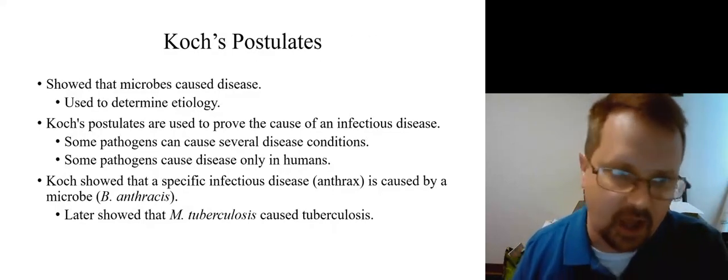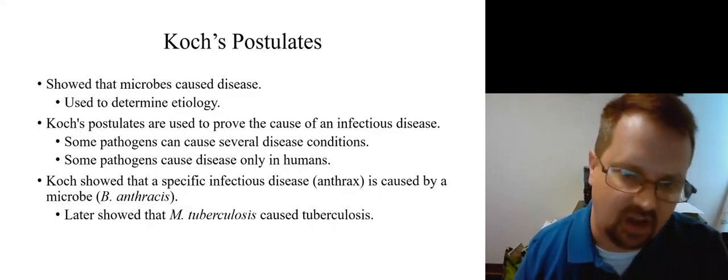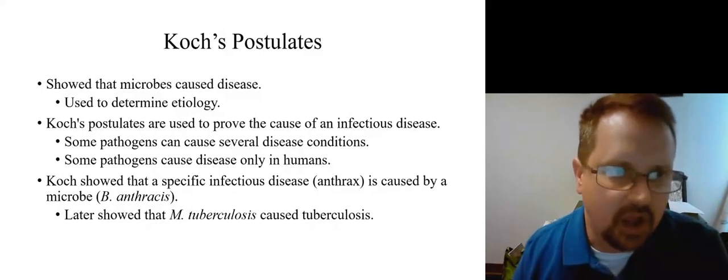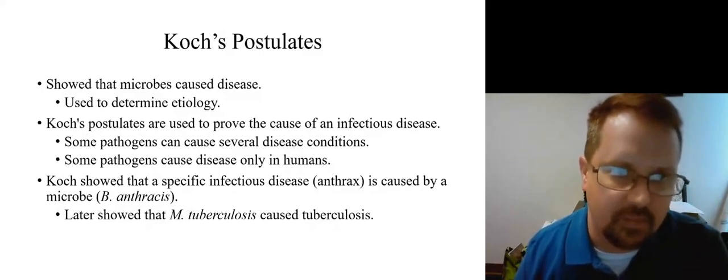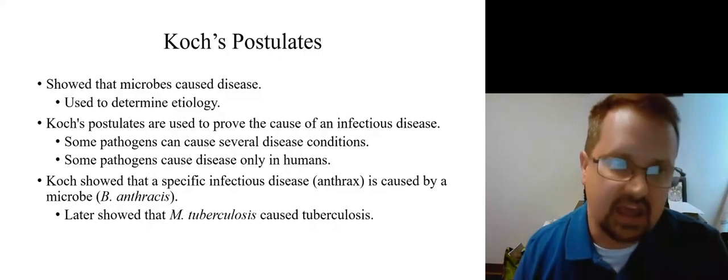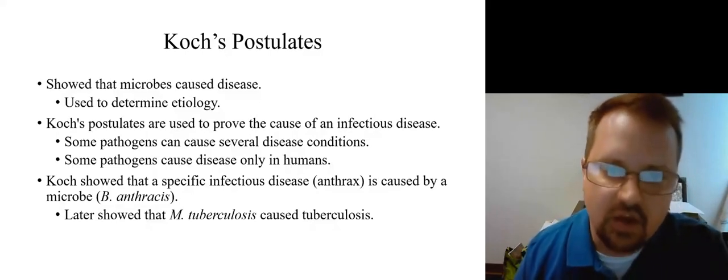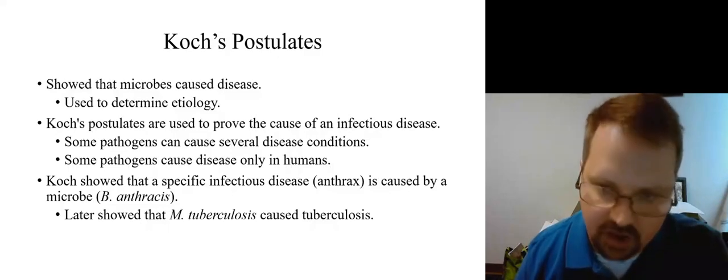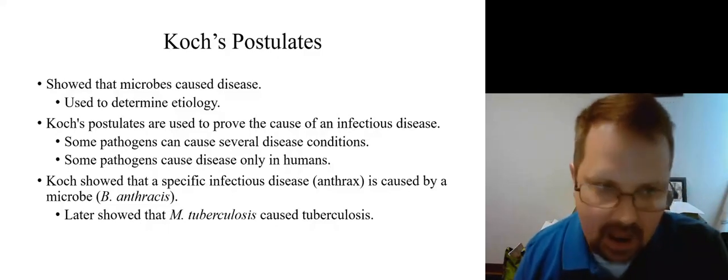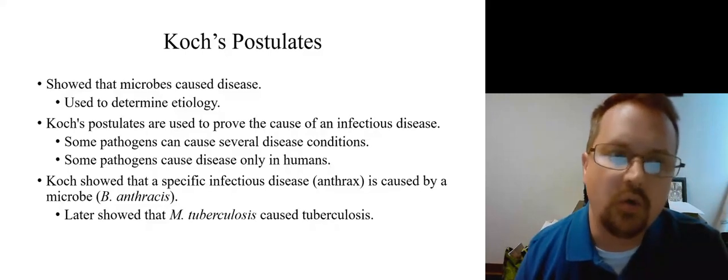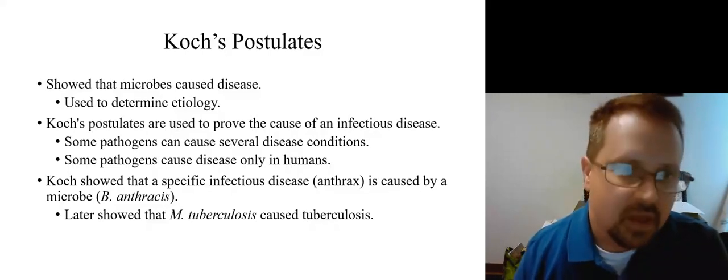There is a guy, Robert Koch, whose picture was on the front slide. Robert Koch was the one who showed that microbes actually cause disease. He determined the etiology. He used this to prove which pathogen was the cause of an infectious disease, and he used what's called Koch's postulates to do so.